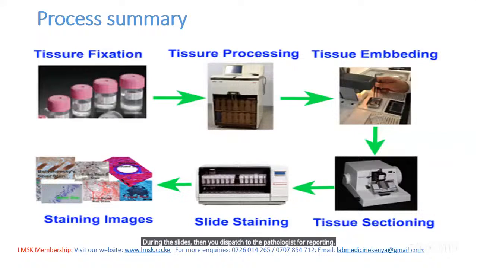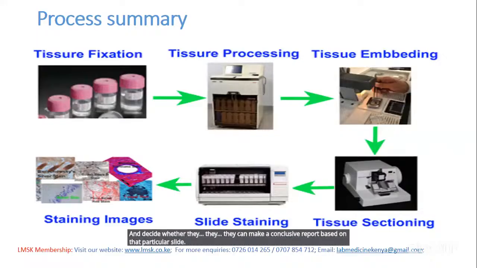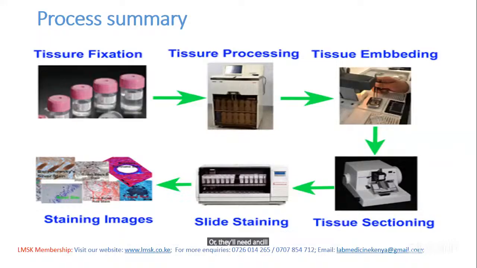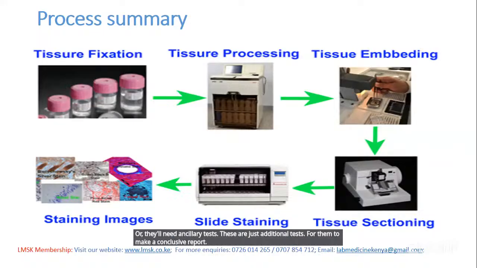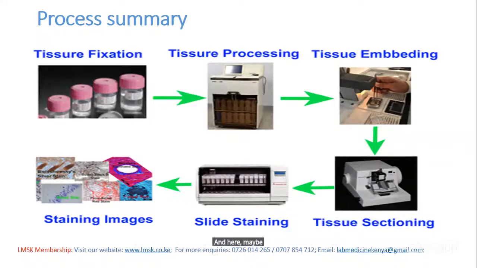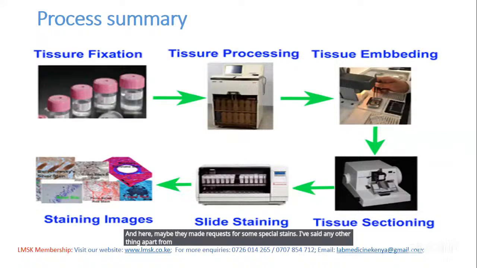The pathologist will be able to look at the slide and decide whether they can make a conclusive report based on that particular slide, or they'll need ancillary tests. These are just additional tests for them to make a conclusive report. And here, maybe they might request some special stains. I've said any other stain apart from hematoxylin and eosin in histology is rendered special.